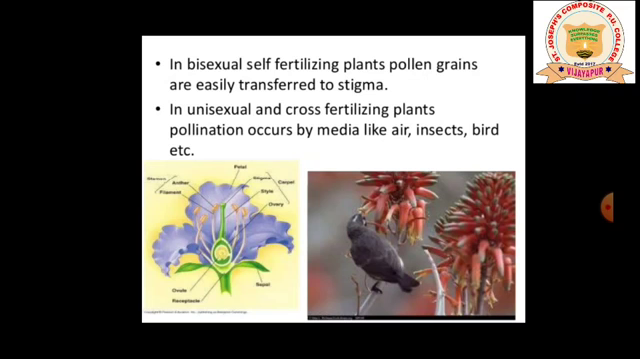In unisexual and cross-fertilizing plants, unisexual means a plant will have either a male or a female reproductive structure in it, and it has to search for another one. So in this, cross-pollination is going to occur, in the sense that one plant will have the male and another plant will have the female reproductive structure.